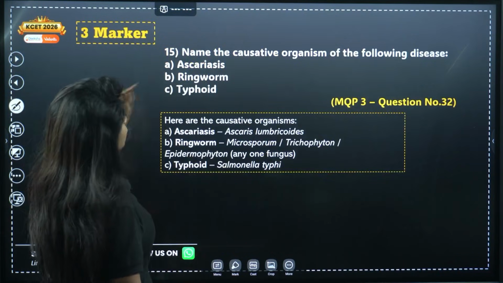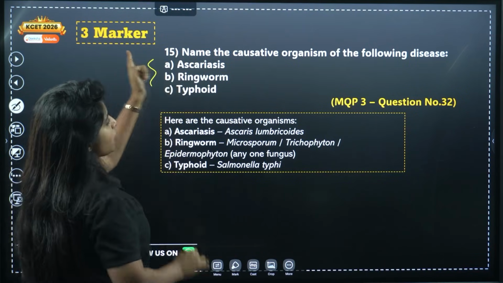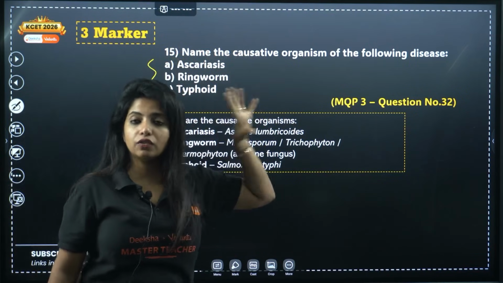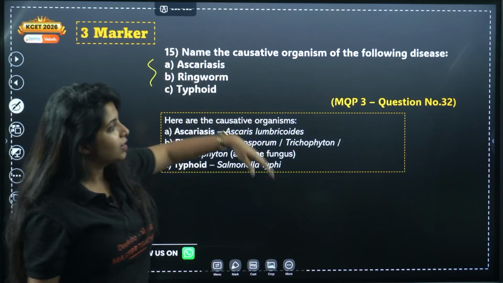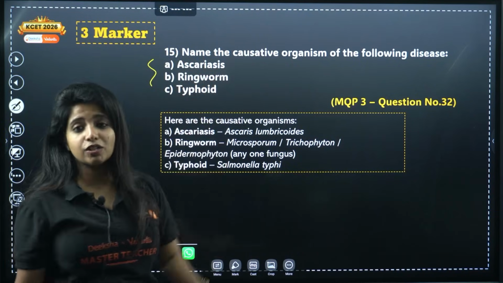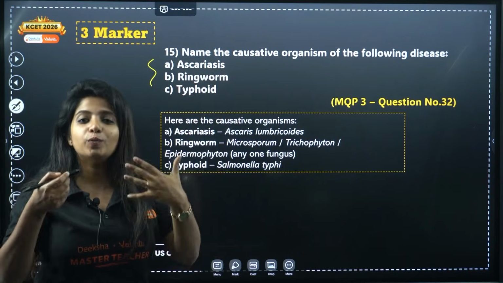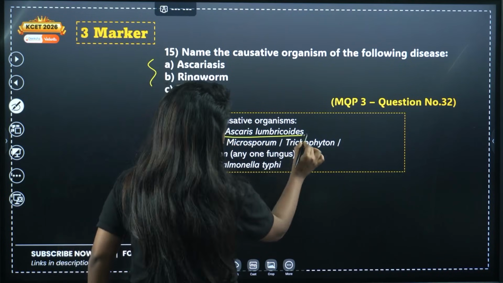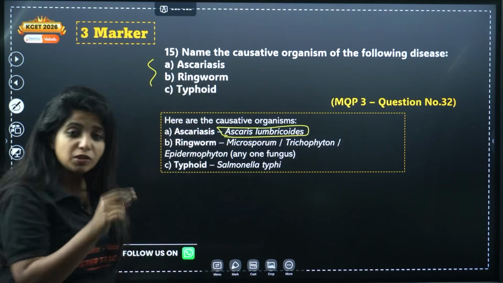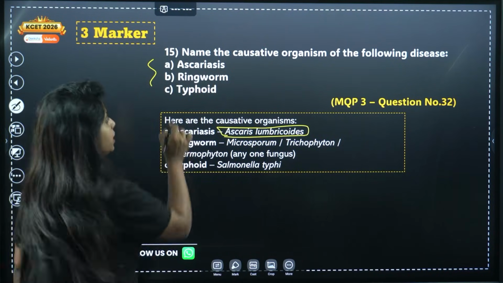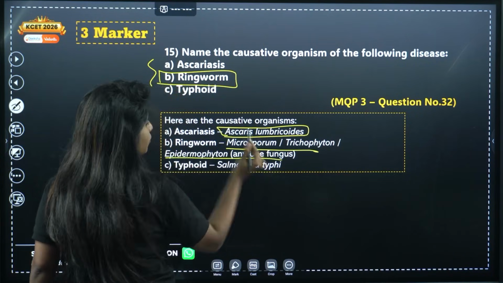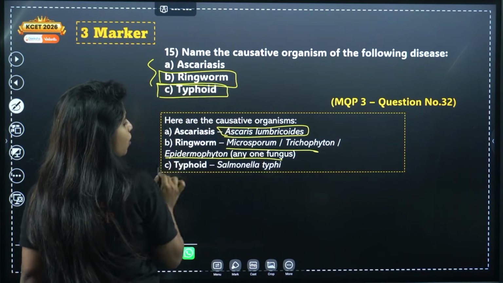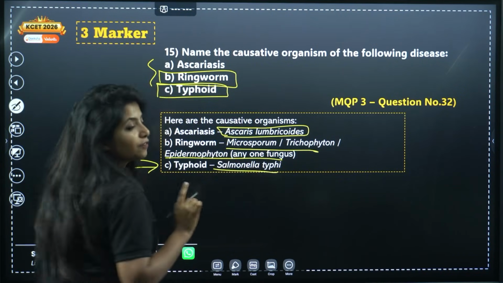Okay. Again a question. As I told you, all the 3 marker questions have come from the causative organism, and this is the exact question, they just moved things here and there. So question number 32: Ascariasis is caused by Ascaris lumbricoides, Aschelminthes. Please know the symptoms of all these diseases, super important. Ringworm is a fungal disease caused by this type of fungus. Now typhoid is caused by the bacteria Salmonella typhi.